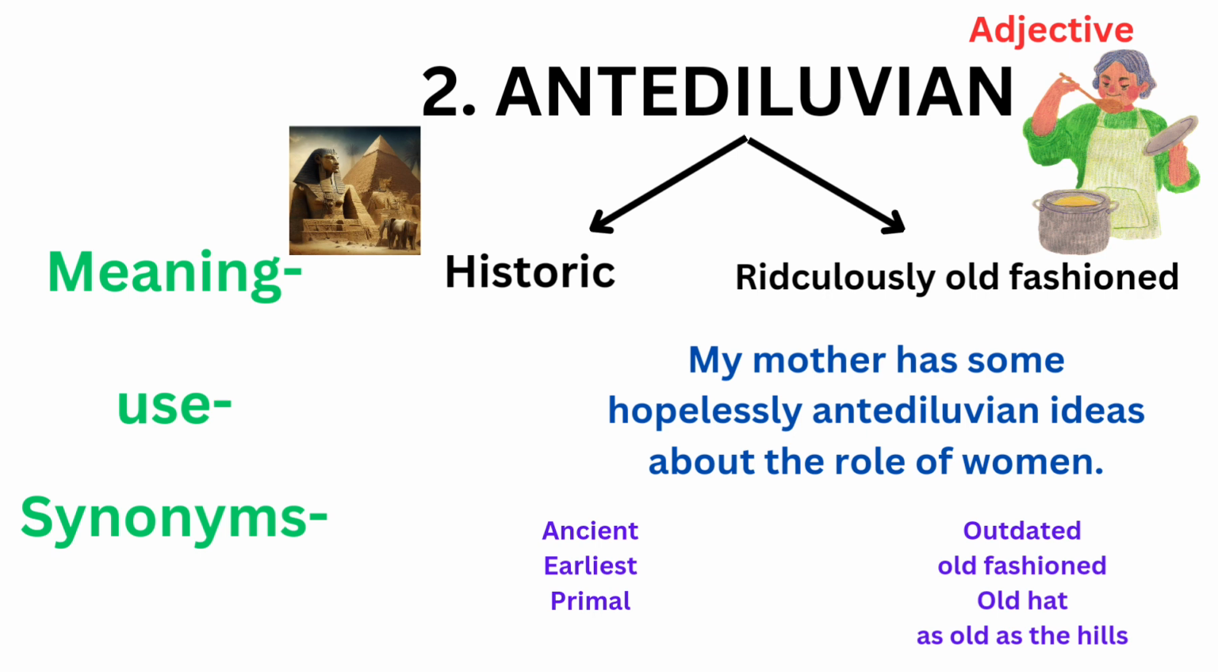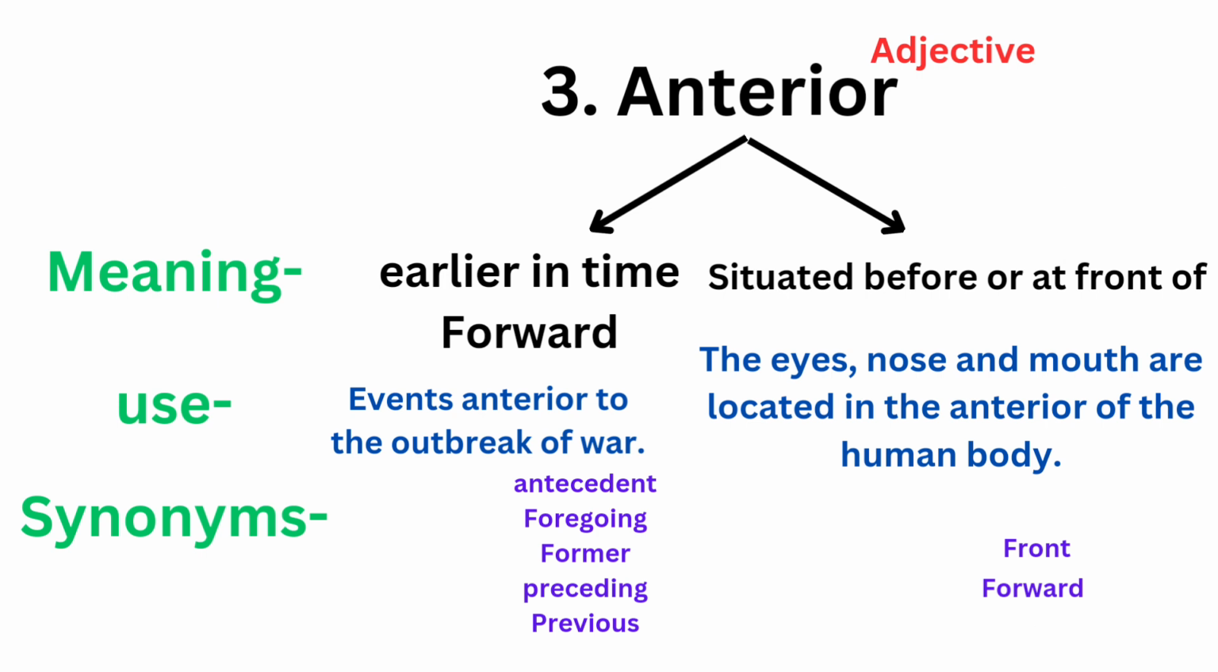Synonyms of antediluvian when it means historic are ancient, earliest, and primal. And synonyms of it when it means old fashioned are outdated, or we can use slangs like old hat or as old as the hills. Third word is anterior. First meaning of anterior is earlier in time or forward. We can use it like events anterior to the outbreak of war.